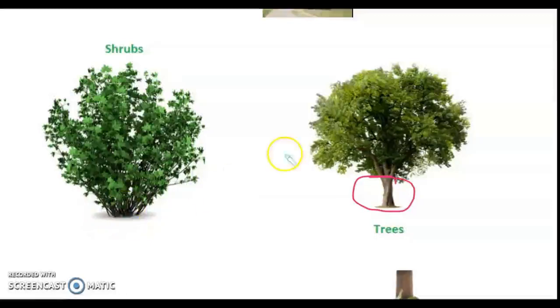And you can also see that in a tree, from one stem or one main trunk, this is known as the trunk part, it is then further divided into branches. But when you go to the shrub, from the root itself, the shrub has started its branch. So the difference between these two is, in the trees, the stem or the trunk is bigger, and in shrubs it is thinner.